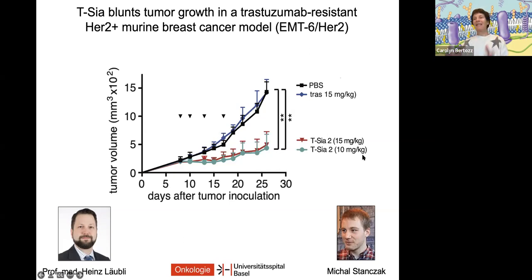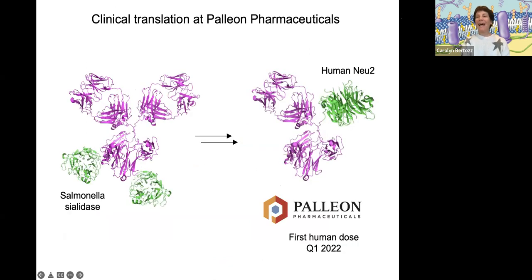So showing that T-SIA could be efficacious in a breast cancer model that was normally resistant to trastuzumab gave us confidence that it was time to think about how to translate this concept of the antibody sialidase conjugate into a human therapeutic. And of course, that's difficult to do in an academic lab. And when you're in the Bay Area, like I am, it's sometimes easier to translate work from the lab into human therapeutics by starting a company.